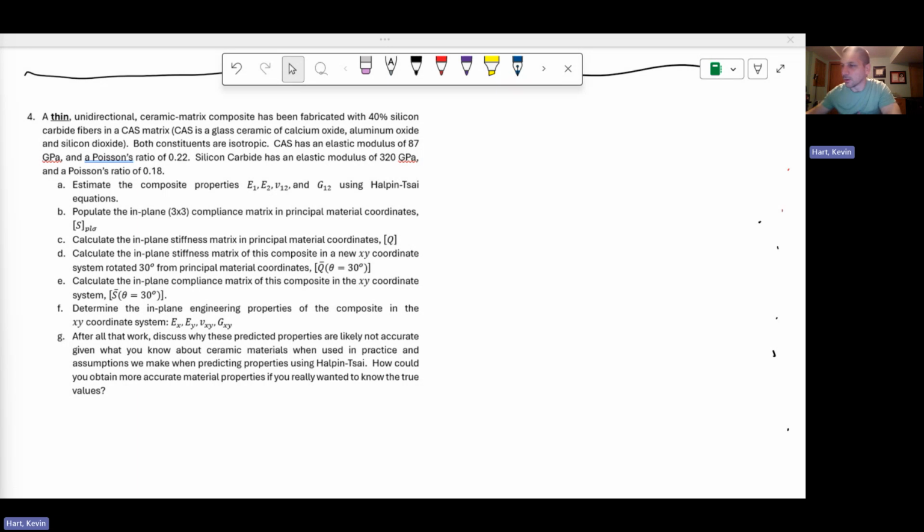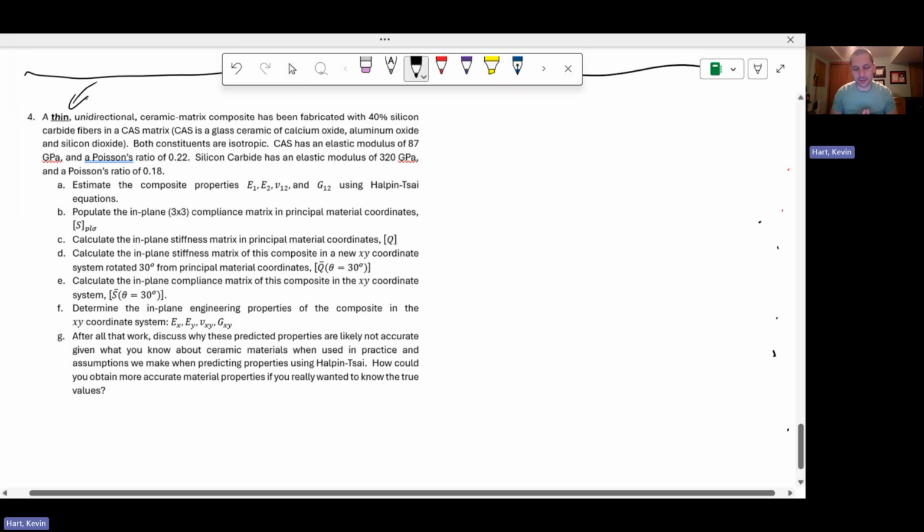Let's take a look. We have a thin material. If you're looking through the lecture notes, it's very important to understand the difference between thin and fully thick materials. When a material is thin, we can make plane stress assumptions, and that means reducing the 6x6 compliance and stiffness matrices down to 3x3 compliance and stiffness matrices.